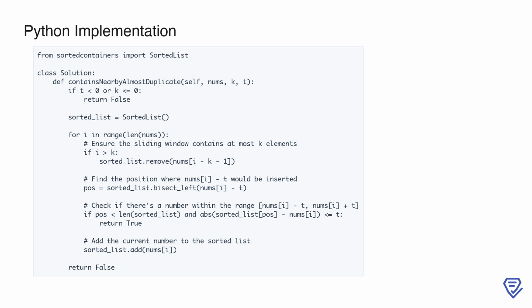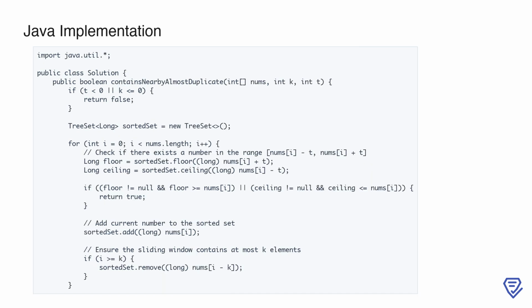The algorithm runs in n * log k time, where n is the length of the input list and k is the sliding window size. This is due to the log k complexity of operations like insertion and removal in the sorted list. It is efficient for large inputs and adheres to the problem's constraints. Here, we start by importing the necessary utilities and defining our solution class with the method containsNearbyAlmostDuplicate. This method takes an array of integers, nums, and two parameters, k and t.